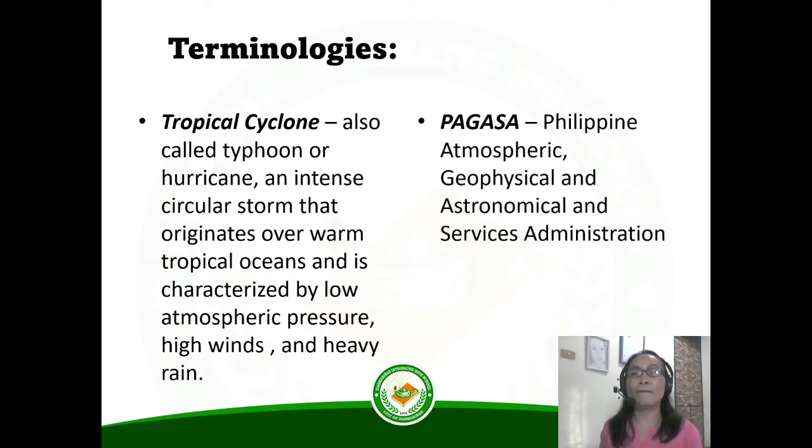Next is Pag-asa, Philippine Atmospheric, Geophysical, and Astronomical Services Administration. So what is the work of Pag-asa? In 1972, the Philippine Atmospheric, Geophysical and Astronomical Services Administration, or Pag-asa, was created to expand the warning systems for typhoons. Pag-asa provides flood and typhoon warnings, public weather forecasts, as well as advisories.